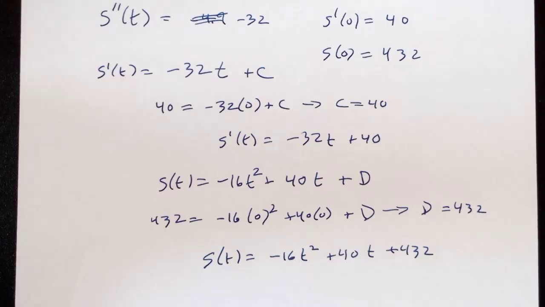I'm pretty sure I've written down all the numbers correctly. I am at the top of a 432-foot cliff. I throw a ball upwards at 40 feet per second, and gravity pulls down at 32 feet per second squared. So this is a physics problem.